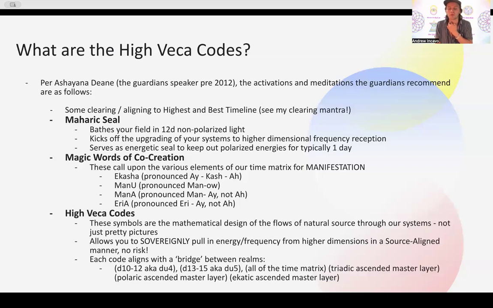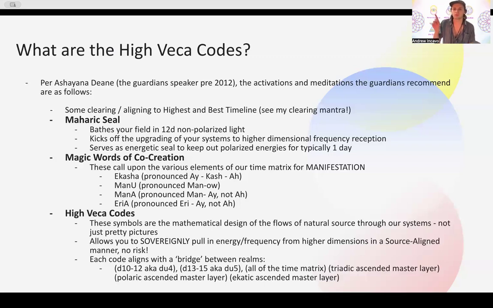Or better yet, pulling in higher dimensional frequency into your lower dimensional field, which in quotes feels like magic because things are so dense down here on Earth 606. All right. So each code aligns with a bridge between realms.